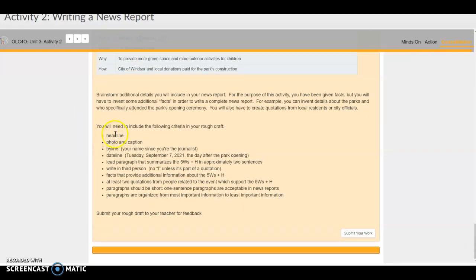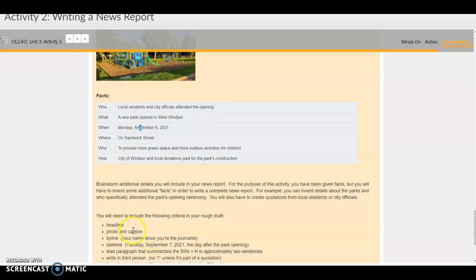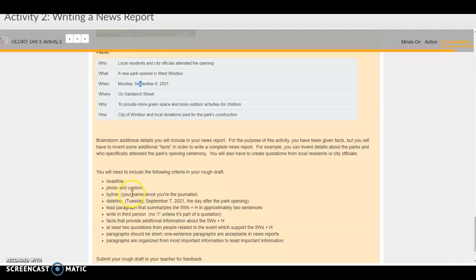If we continue on here, it says you will need to include the following criteria in your rough draft. So you're going to need a headline. You're going to need a photo. I've already given you the headline and the photo. You can copy and paste them right into your news report. You're going to have to provide a caption below the photo, so describing the photo. You're going to have to give a byline, so your name. You're going to have to give a date line. So I would use Tuesday, September 7th, 2021. That's the day after the park opened. So presumably that's the date that someone would have written a news report on this park.